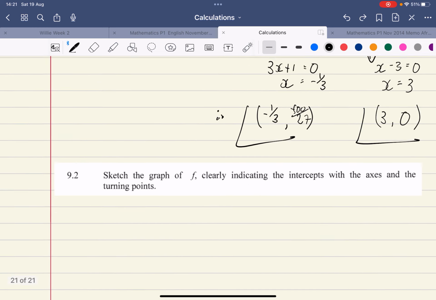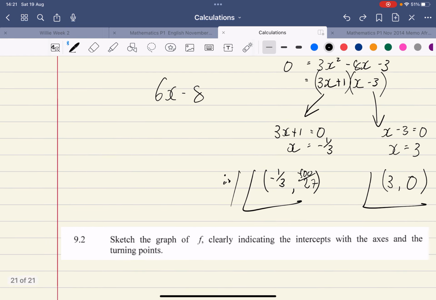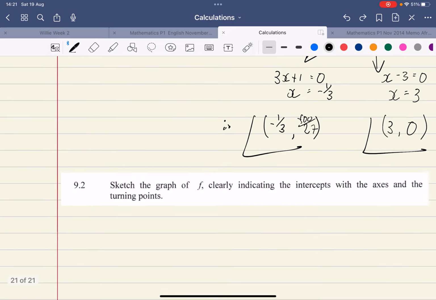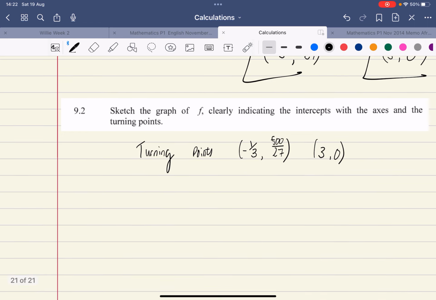So first things first, we need the turning points of our cubic graph, but fortunately we've already calculated this, so that's great. So we already have these, so let's write them down. Turning points. We have minus a third, 500 over 27, and we have 3 and 0.